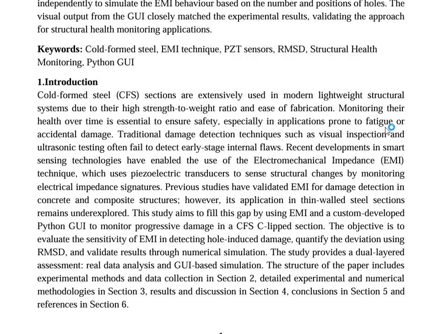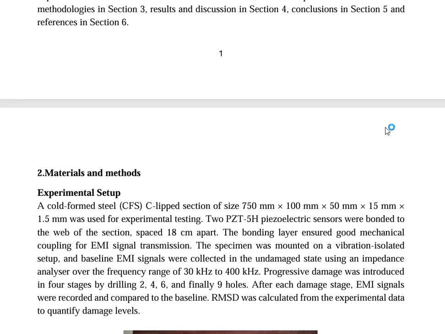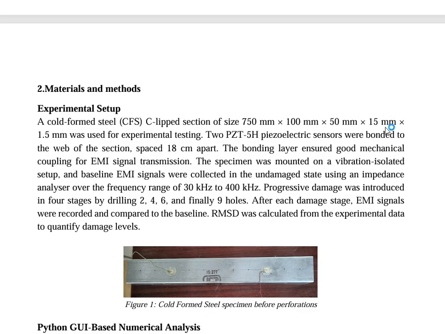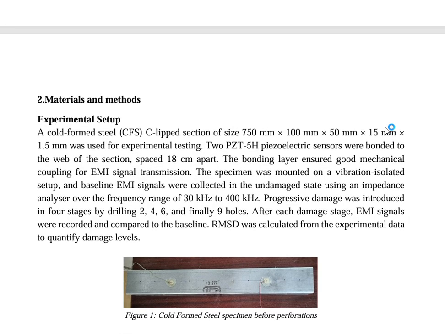Instead of traditional methods like visual checks, we used the electromechanical impedance or EMI technique. Two piezoelectric sensors were bonded to a steel C-lipped section, 18 cm apart to monitor changes. We tested the section in its undamaged state first using an impedance analyzer between 30 to 400 kHz.